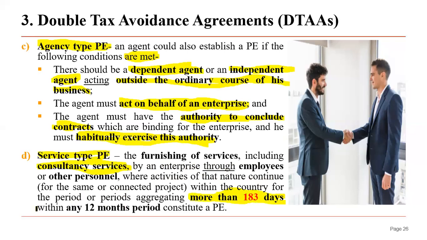We will explain with deeper examples. So, within any 12-month period. Within any 12-month period means whatever the commencing date, you can go forward or backward and see whether there are 12 months. And during that period, whether they exceed 180 days. Then you can determine there is a PE. Right? Then the service type PE.